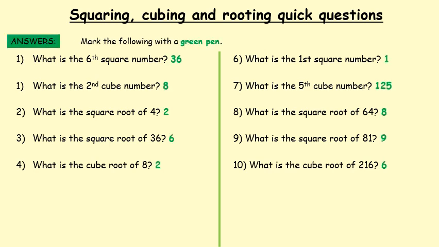Okay, and just mark your answers. Hopefully you got these. Remember, the first square number, first cube number is going to be 1, and the cube root of 1 and the square root of 1 is also 1, so that's a special case.